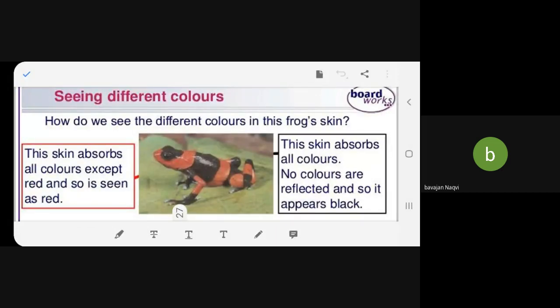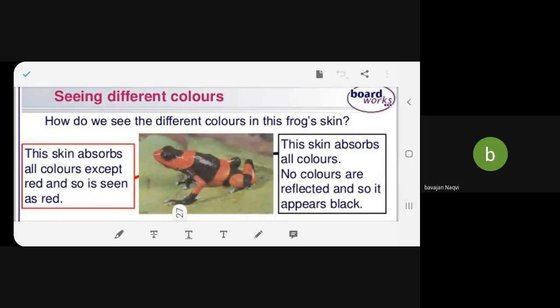Read it, beta. We see the different colors in this. Zainab Rupani, start. Seeing different colors. How do we see the different colors in the frog's skin? Their skin absorbs all colors except red and so is seen as red.